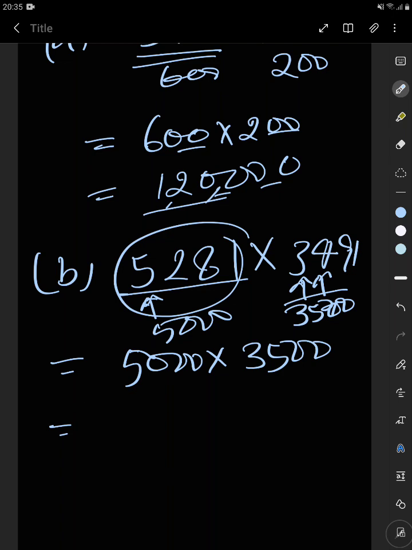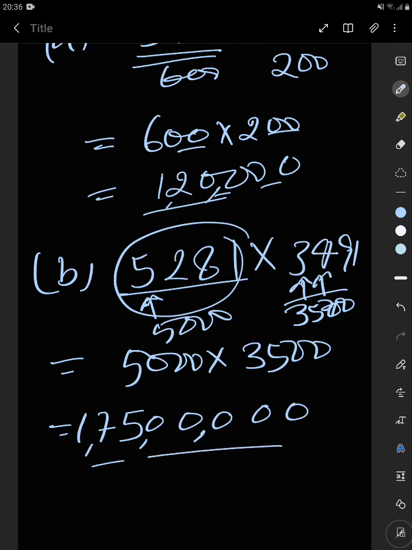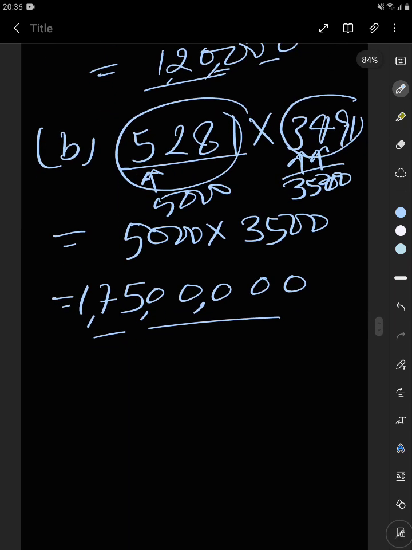The answer will be 0 0, these 2 zeros and these 3 zeros, 1 2 3, and now we multiply 5 by 5. 5 5 is 25, 5 3 is 15, and this much. So this is the answer, 1,75 lakhs.